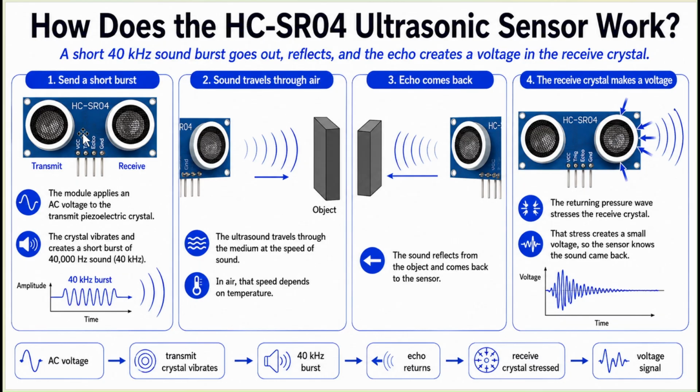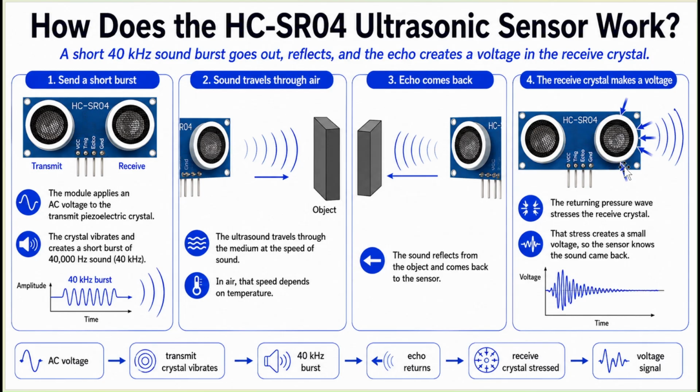It just gives a 40,000 hertz AC current across a crystal, so it's changing 40,000 times per second. That vibration creates a sound, and that's the sound that leaves the sensor. And number two, the sound travels through the air. We know the speed of sound through the air is around 343 meters per second, depending on the temperature. If it's in water, it will be around 1.5 kilometers per second. Whatever material it's in, it will travel at the speed of sound in that material. Number three, it hits an object, then it echoes back, and then four, it reaches the sensor.